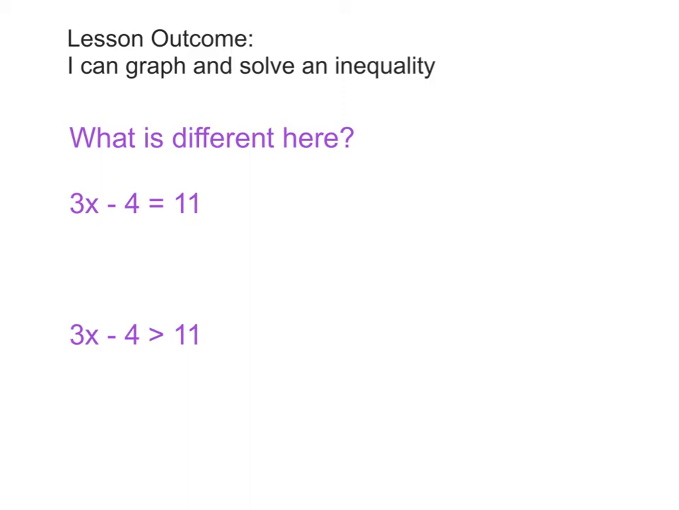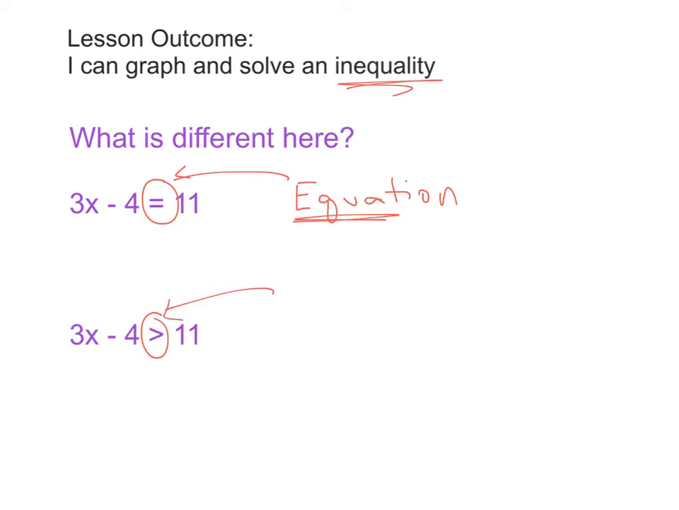Well, obviously what you probably will notice is the difference is we have a greater than symbol instead of an equal sign. Now what that means is that we are dealing with inequalities. Remember that an equal sign means we have an equation. The "equa" part in equation means there's an equal sign. Whereas now we've got this greater than symbol, which means we have an inequality. And an inequality means that it's not equal, right? So not equal would mean an inequality.